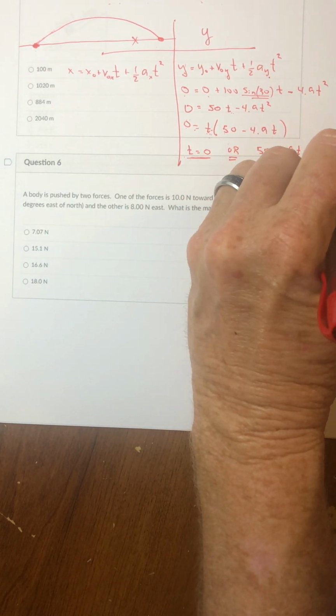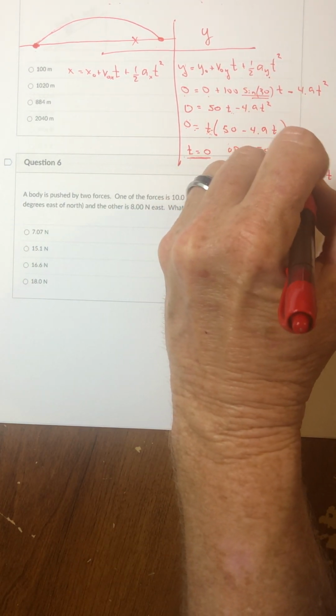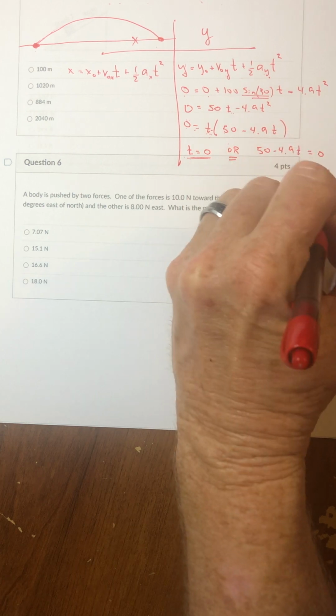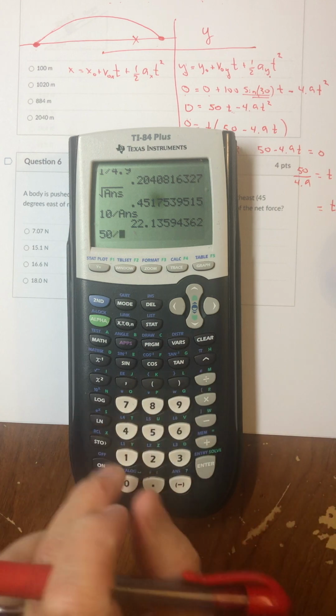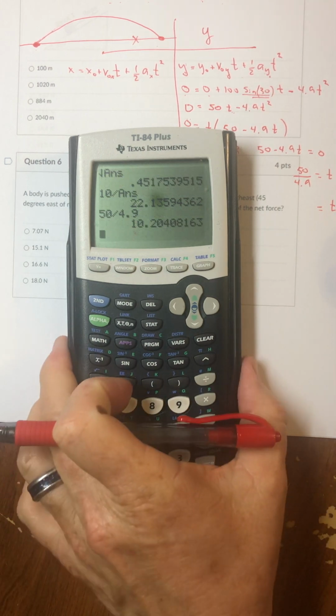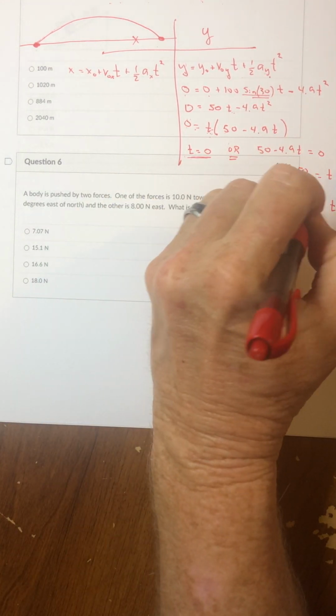So this one we can solve for time with a little bit of algebra. And so 50 divided by 4.9 is 10.2.